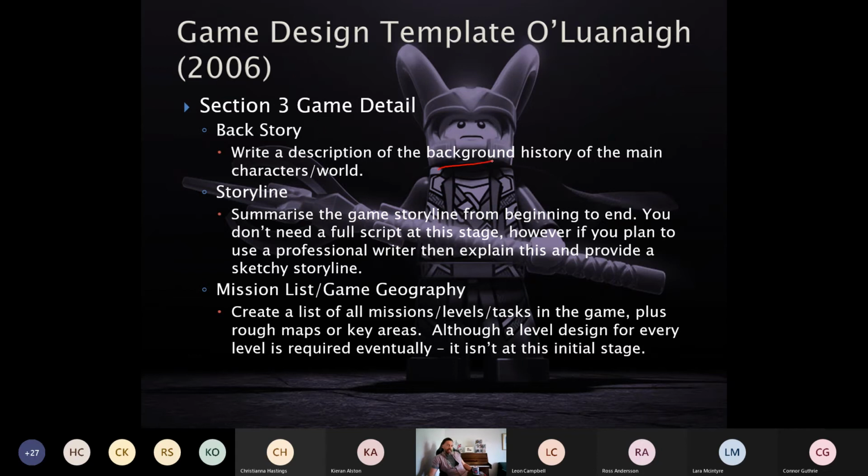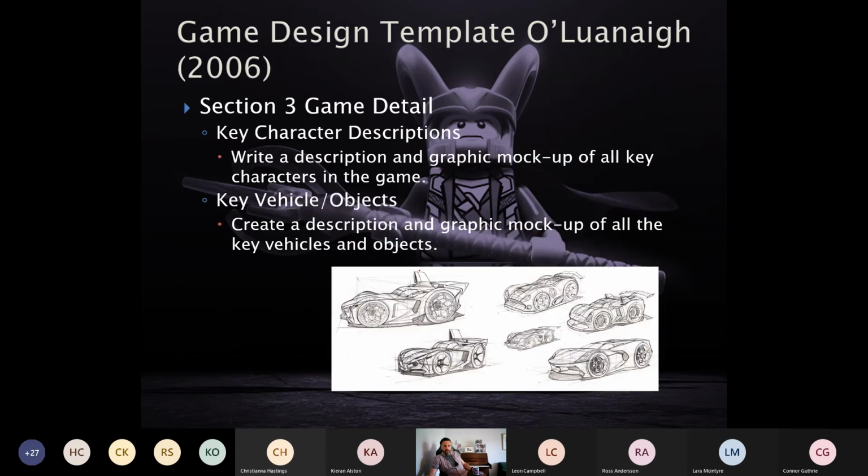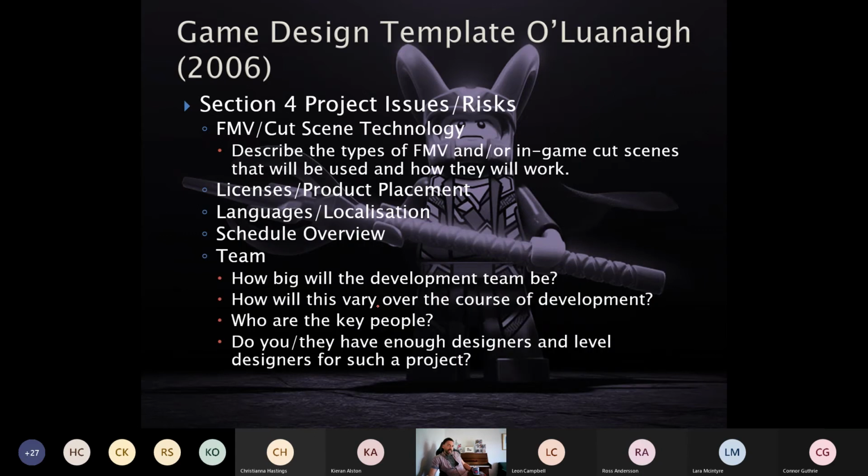So backstory, you can write a description of the backstory, the storyline, as we discussed, the story is really a higher level of abstraction or a brief description of everything. The narrative is really what gives the detail of all of this. What are your missions? What about the game geography? Where is it set? Key character descriptions, what about that? What about key vehicles? I don't know if it's a Batmobile or whatever, but it sort of looks like it.